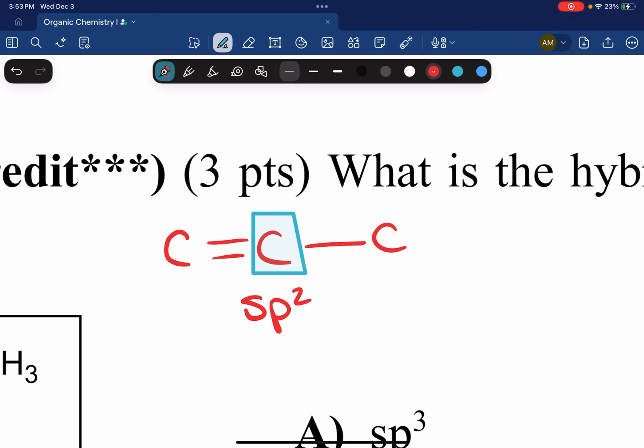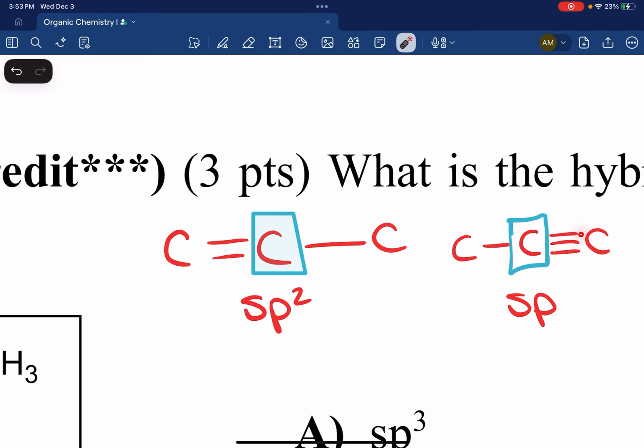And then if you see a carbon triple bonded to a carbon and then singly bonded, and we're looking at this one, this would be sp because 2 pi bonds are formed, right? Meaning 2 of the p orbitals are now being used for a bond, so it can't hybridize with the s anymore. It's just sp, right?